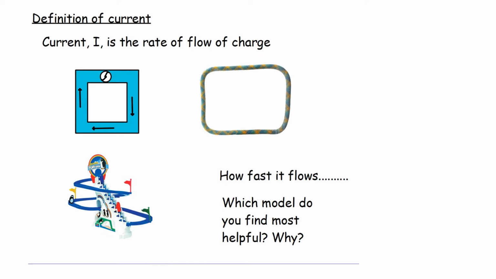Current is defined as the rate of flow of charge. It's given the symbol I. You may have met some models before of electric circuits. In these models, what is being used to represent the current, the flow of charge?